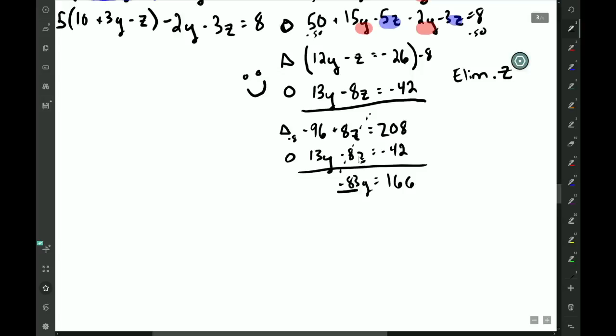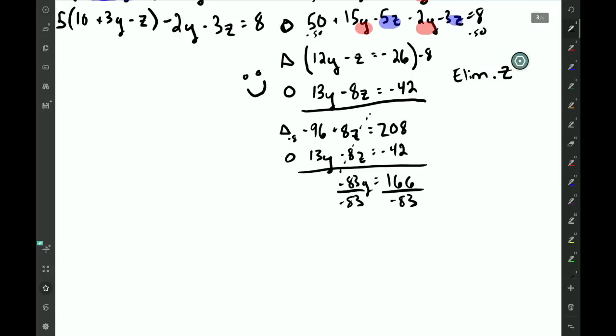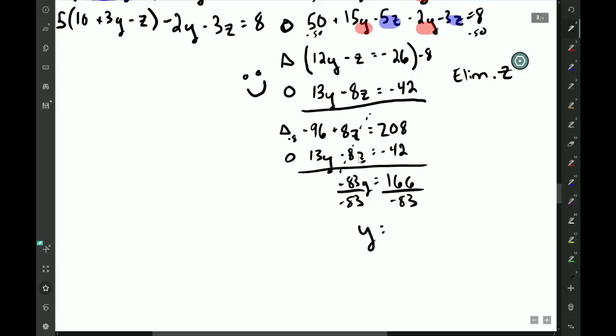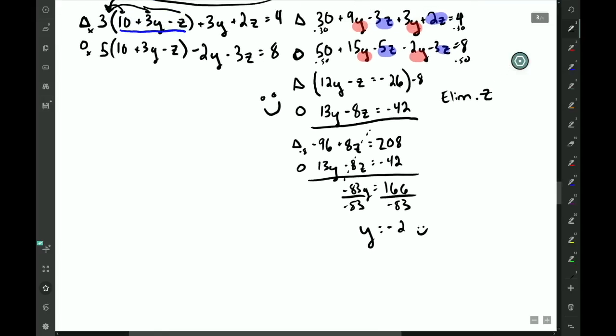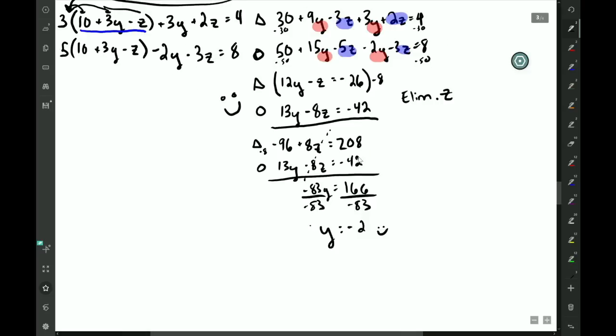Y. And then we divide by -83, you divide by -83, and you get 166 divided by -83, and you get y is equal to -2. Alright, that's not too shabby. Now, here's the thing. So once you have 1, we still need to find x, and we need to find z.